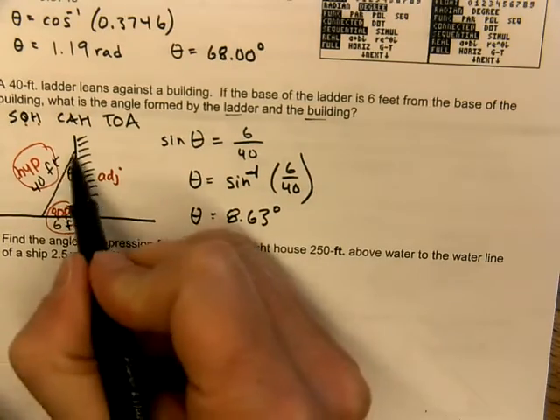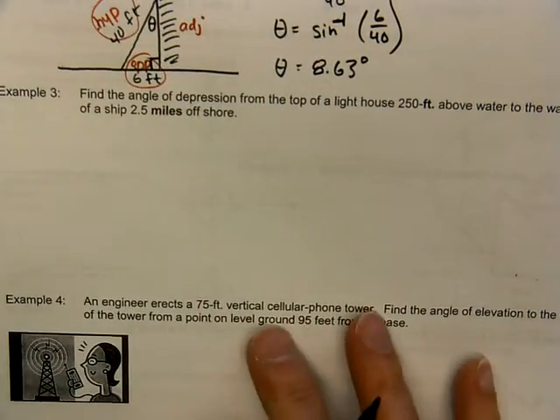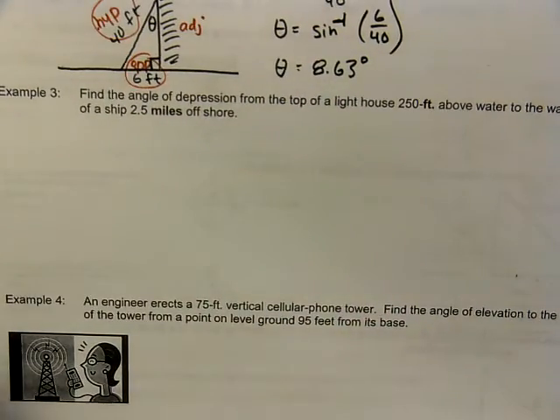So that's the angle at the top there. Here's example number 3. Let's find the angle of depression from the top of a lighthouse 250 feet above the water to the waterline of a ship 2.5 miles offshore. Notice the units are different here.